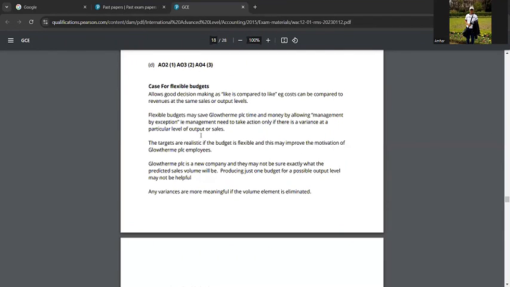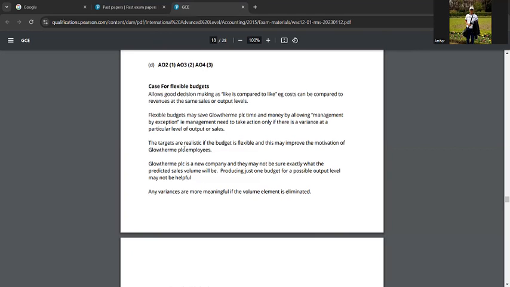Okay, so the next thing that they are saying is the targets. So in the second point, they're saying flexible budget will save time and money because they allow management by exception, because the management will take action if they understood the variance is bad and all that. So this flexible budget will save them time and money by allowing this. The third point that they're saying is the targets are realistic if the budget is flexible, and this may improve the motivation of Glowtherm PLC employees.